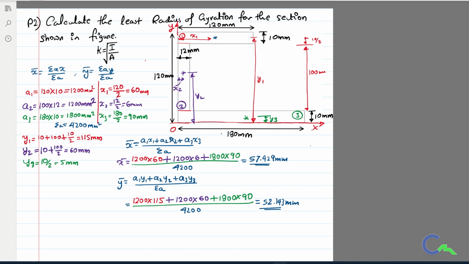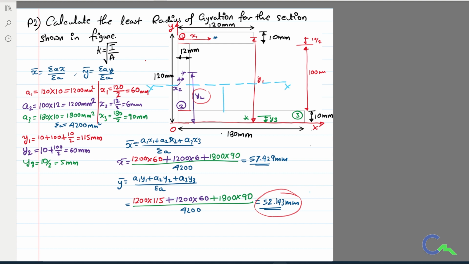Once I get the answer, let us locate the centroidal axis. The horizontal centroidal axis is at a distance of y bar, that is 52.143. I know that y2 is 60 mm, you can see here that is 60 mm. So I got 52.143, therefore that is just below that y2 value, somewhere here. So I'm going to locate that one, the horizontal x axis or centroidal axis, here.